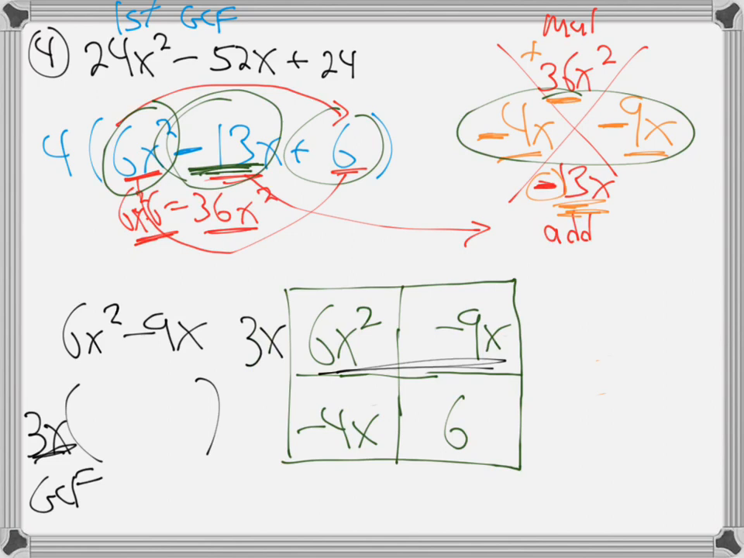Now let's do that for the next one. What goes out here? What goes into 4 and 6? 2. And can I do x? No, because they don't both have an x. Just 2. Now, as far as the signs, you'll have to make that work, plus or minus. Is that good so far?